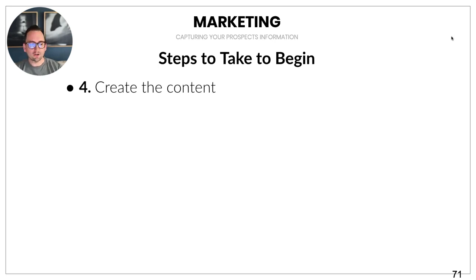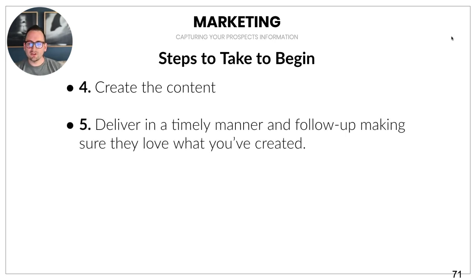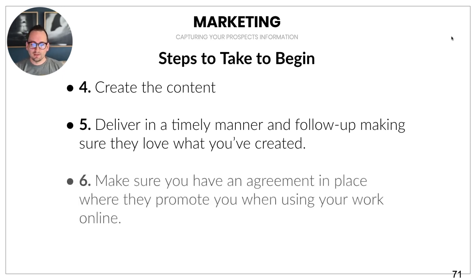So step 4, you're going to create the content. Then you're going to deliver the content in a timely manner and follow up, making sure that they love what you created. And if they don't, for whatever reason, figure out why they don't and see what you can do to improve it. Okay. Number 6, make sure you've got an agreement in place. So they basically know how to promote you when using your work online.